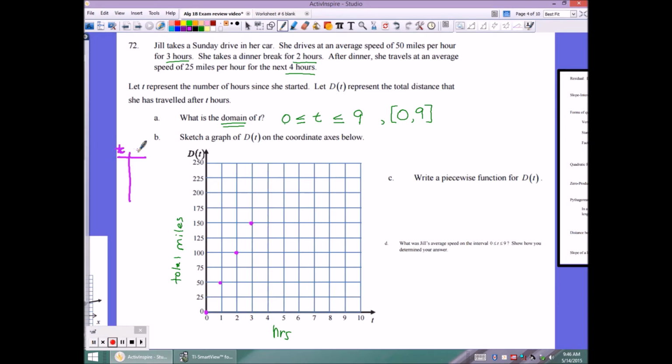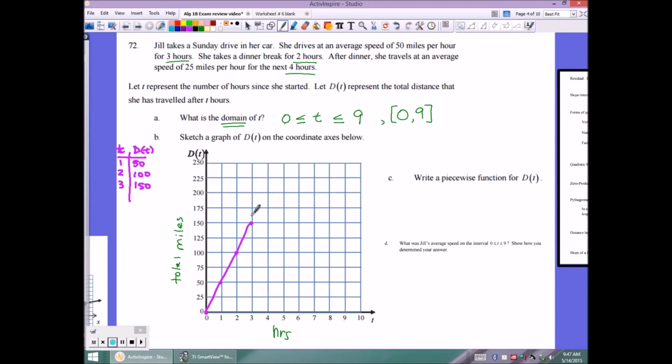Oops, t and distance. So after 1 hour, she'd gone 50 miles. After 2 hours, she'd gone 100 miles. After 3 hours, she'd gone 150. So there's a couple ways you could approach this. So this is what's happening on her first driving experience. Right, and then she decides, all right, then I'm going to stop and take a break for 2 hours.